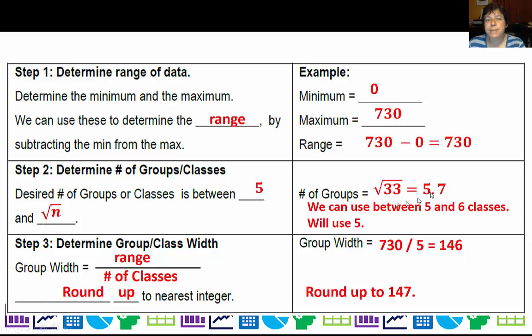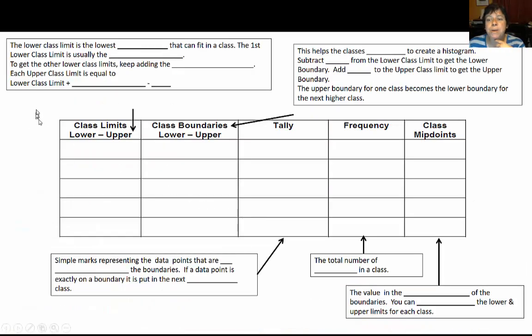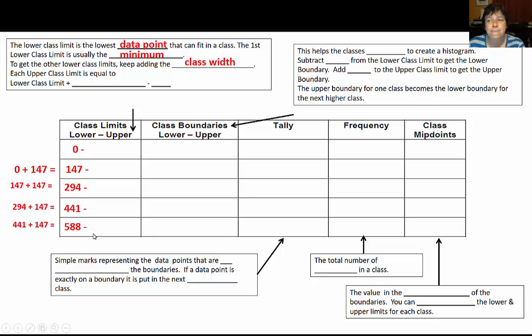So now that we've got this basic information, we can start constructing our frequency table. We start by focusing on what are called the class limits. The lower class limit is the lowest data point that can fit in a class. For the first lower class, that's just going to be our minimum from our data. In our case, that was 0. To get the other class limits, we're just going to keep adding the class widths. So to get the lower values here, I just keep adding the 147. So 0 plus 147 is 147. Add in another 147: 294, 441, and 588.